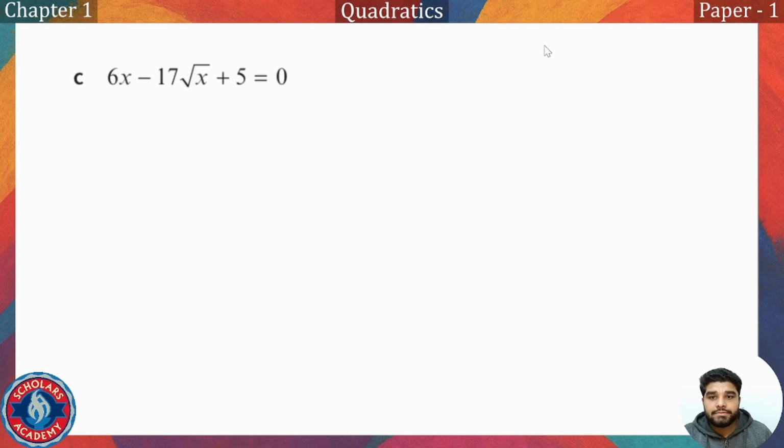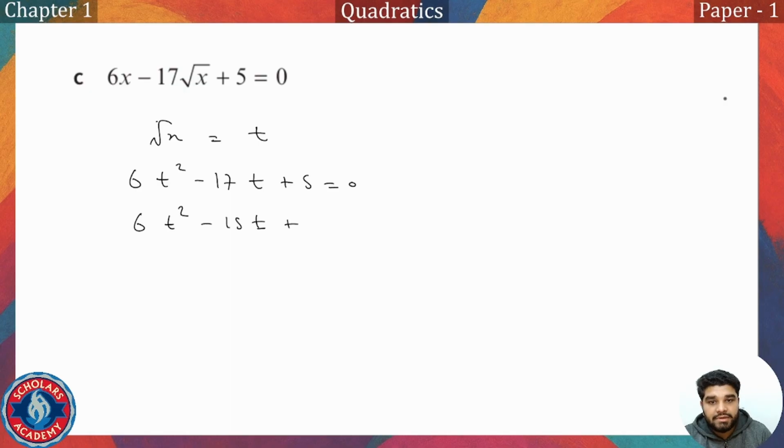All right. So now we have, again we'll take root of x is equal to t. So we get 6t square minus 17t plus 5 is equal to 0. So product is 30 and that is 15 times 2. So 6t square minus 15t, not plus, minus 2t and plus 5 is equal to 0.